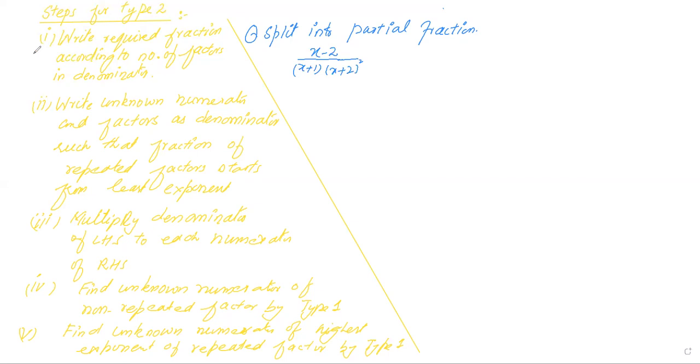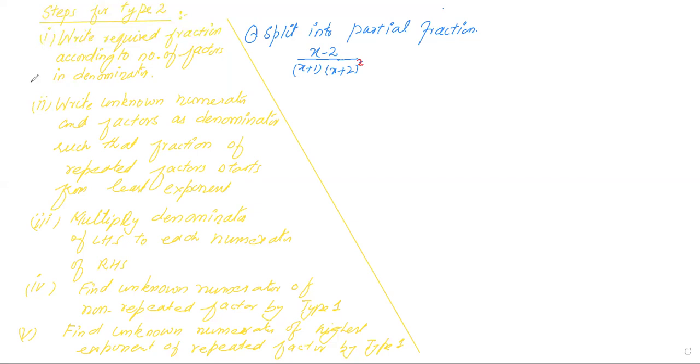I will start by reading the steps with the red marker. Write a required fraction according to the number of factors in the denominator. Just observe how many factors are given. The first factor is x plus 1. That factor is called a non-repeated factor. Whereas the whole square is saying that there are two factors of x plus 2.